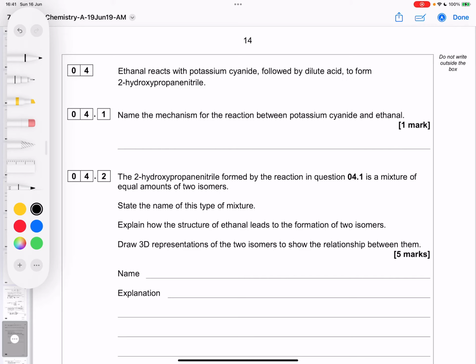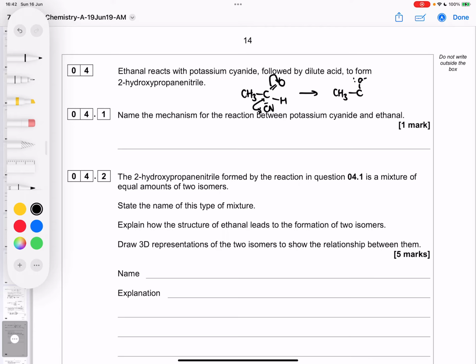Ethanal reacts with potassium cyanide followed by dilute acid to form 2-hydroxypropane nitrile. Name the mechanism for the reaction between potassium cyanide and ethanal. Ethanal is an aldehyde, and so the cyanide ion has a lone pair, it's a nucleophile, it's going to come in, it's going to add, and then the acid is going to add on in the next step.